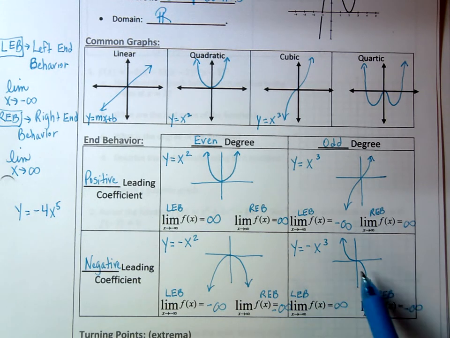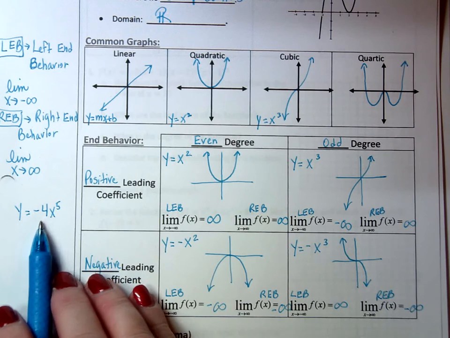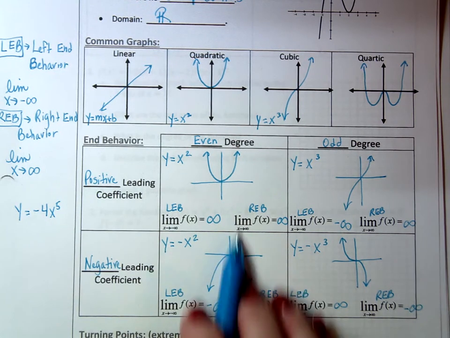It's going to behave exactly the same way. It's going to behave so that on the left it's going to infinity and on the right it's going to negative infinity. And I don't know about the rest of the graph. I don't know what it's doing in the middle. We're going to talk more about the middle in a few minutes. But I know just from the leading coefficient and whether the power is odd or even, which of these four scenarios it's going to look like.